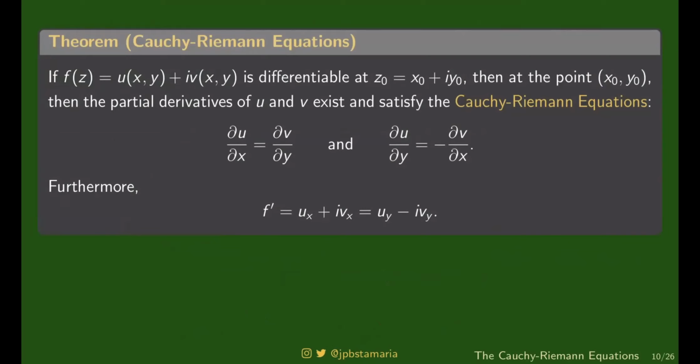If f of z is u plus iv, and it is differentiable at the point z naught with coordinates x naught plus iy naught, then at the point x naught comma y naught, the partial derivatives of u and v both exist and they satisfy the Cauchy-Riemann equations. Ano yung Cauchy-Riemann equations? Ito yung dalawa. Dalawa yung nasa-satisfy ng u and v. Ux must be vy. Tandaan nyo ito, ux is vy. Uy is minus Vx.